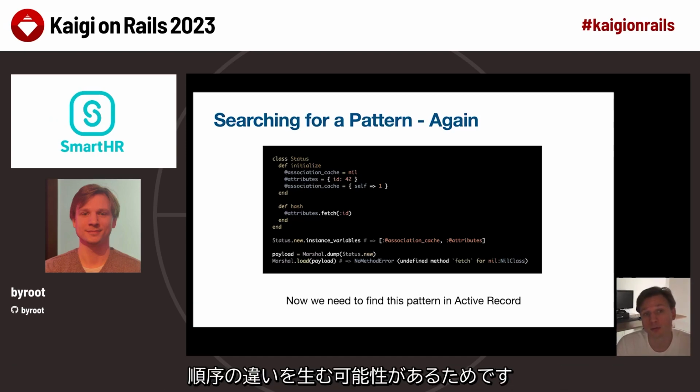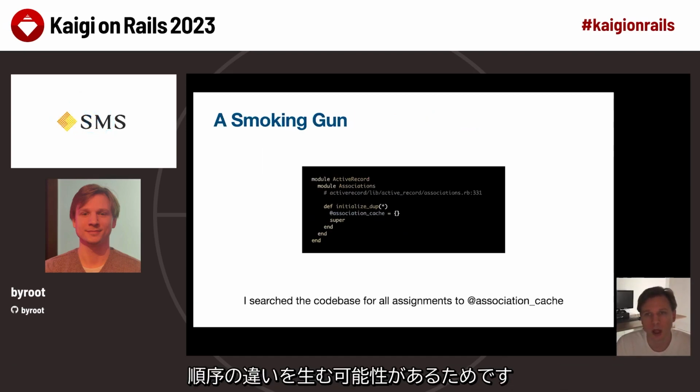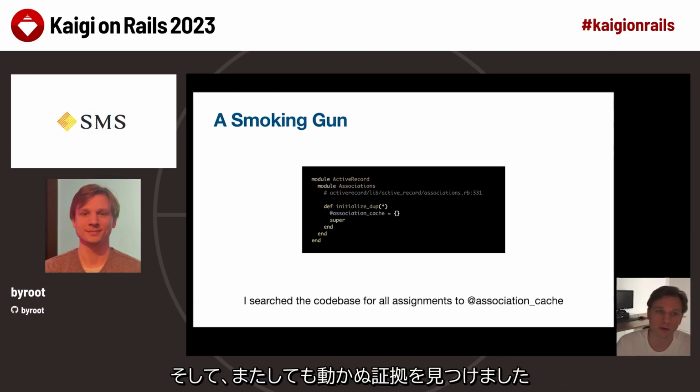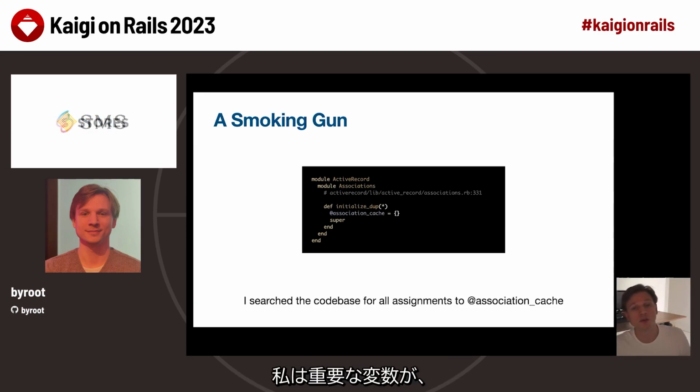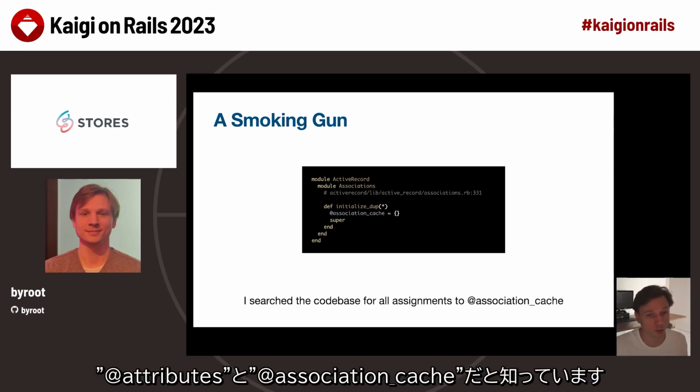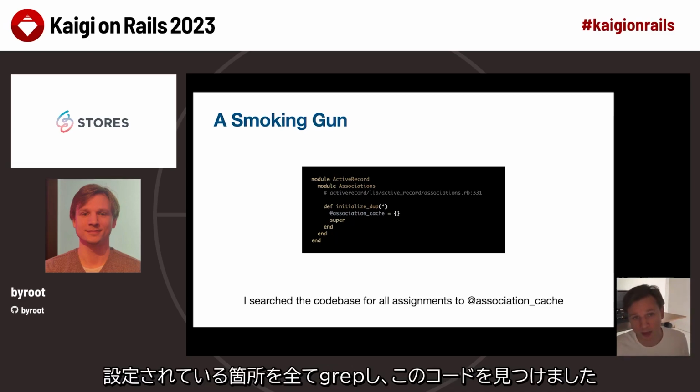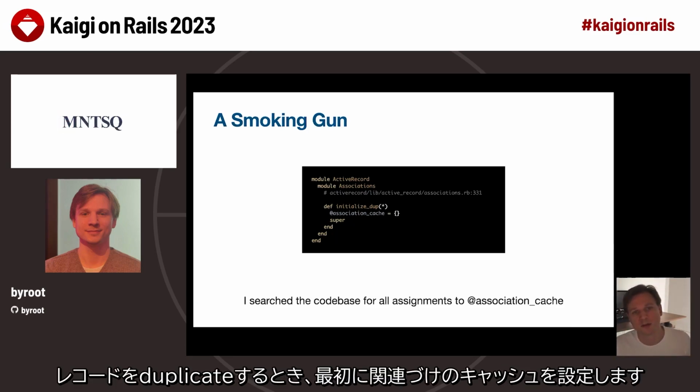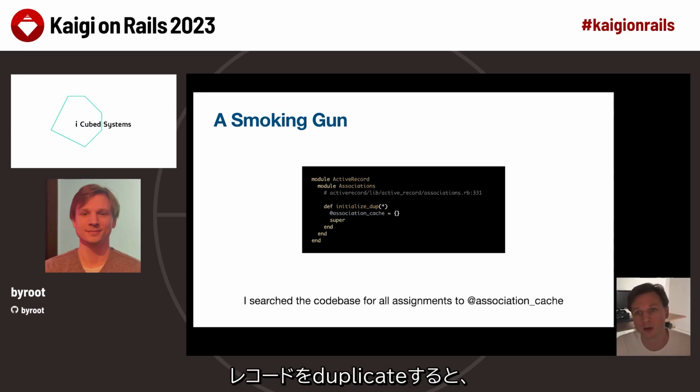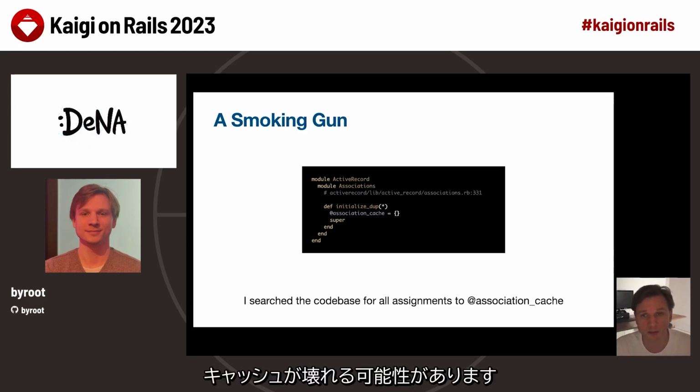That would cause the order to be different. And yet again, I found another smoking gun. Since I knew the two important variables were attributes and association cache, I grabbed all the places where they were assigned. And I found that when you duplicate a record, we first assign the association cache and then the rest. So everything works fine, but if you dupe a record, then you may be able to create corrupted caches.